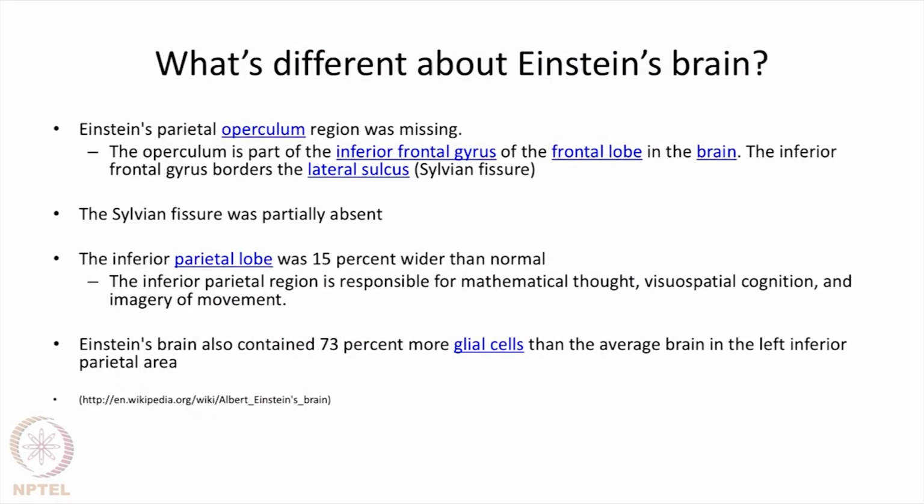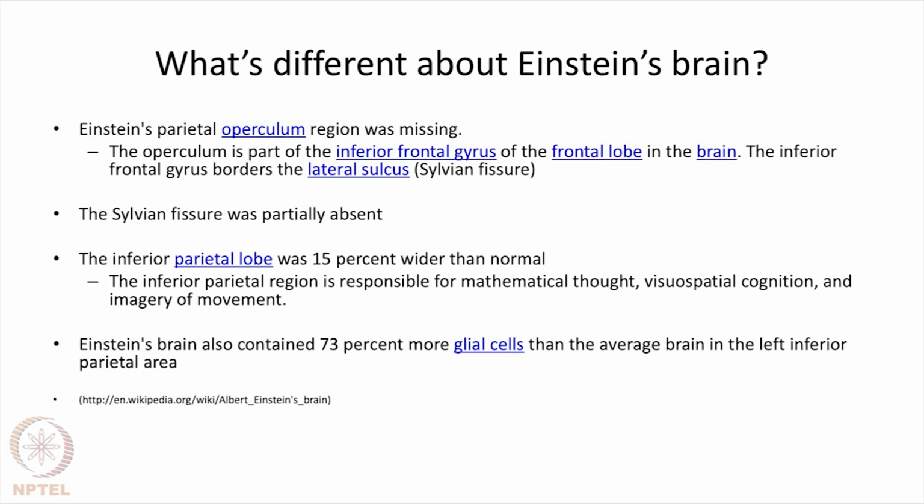The last feature is actually a cellular feature. In the brain, in addition to neurons, there is a second category of cells called glial cells. For a long time people thought that glial cells only performed miscellaneous functions, just supporting the function of neurons. But work done over the last 2.5 decades has shown that glial cells also participate in neural information processing. They work along with neurons and perform information processing. In Einstein's brain, in the left inferior parietal area, people have found there are 73% more glial cells than in normal brains.